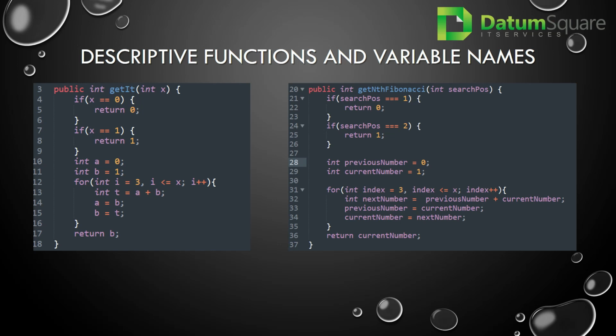In the following example, we have a method to obtain a position in a Fibonacci series. Without considering naming conventions, we use a function name getIt with other variable names x, a, b, and i. From a readability point of view, these names do not make any sense to the reader. However, the example on the right side has a proper function name getNthFibonacci and other variable names such as searchPos, which is actually the search position, previousNumber, currentNumber, and index. These function and variable names make more sense for meaningful code.